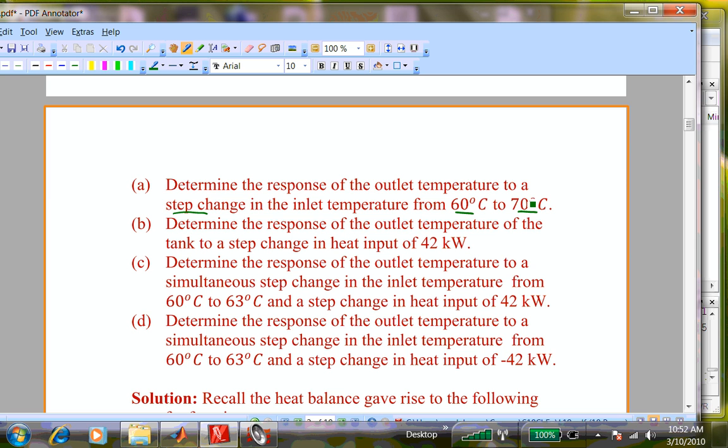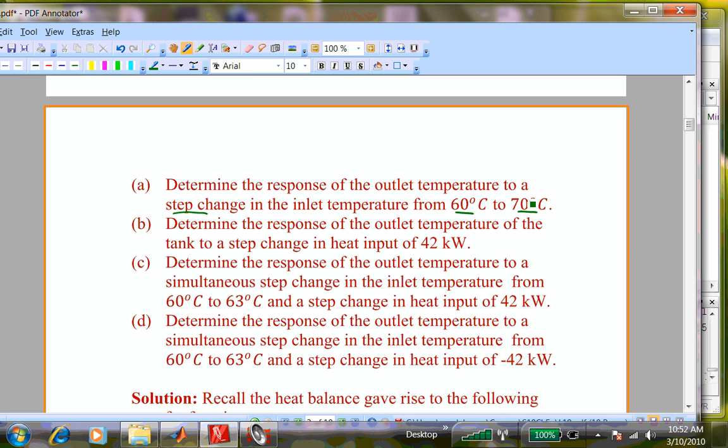Okay? Because the heat capacity is constant, the flow rate is constant, and if the heat rate that is input is also constant, it should increase by 10 degrees. The next question one may ask is, okay, how long does it take to reach that 10 degrees? That is a difficult question to answer. You need to look at the dynamics for that.